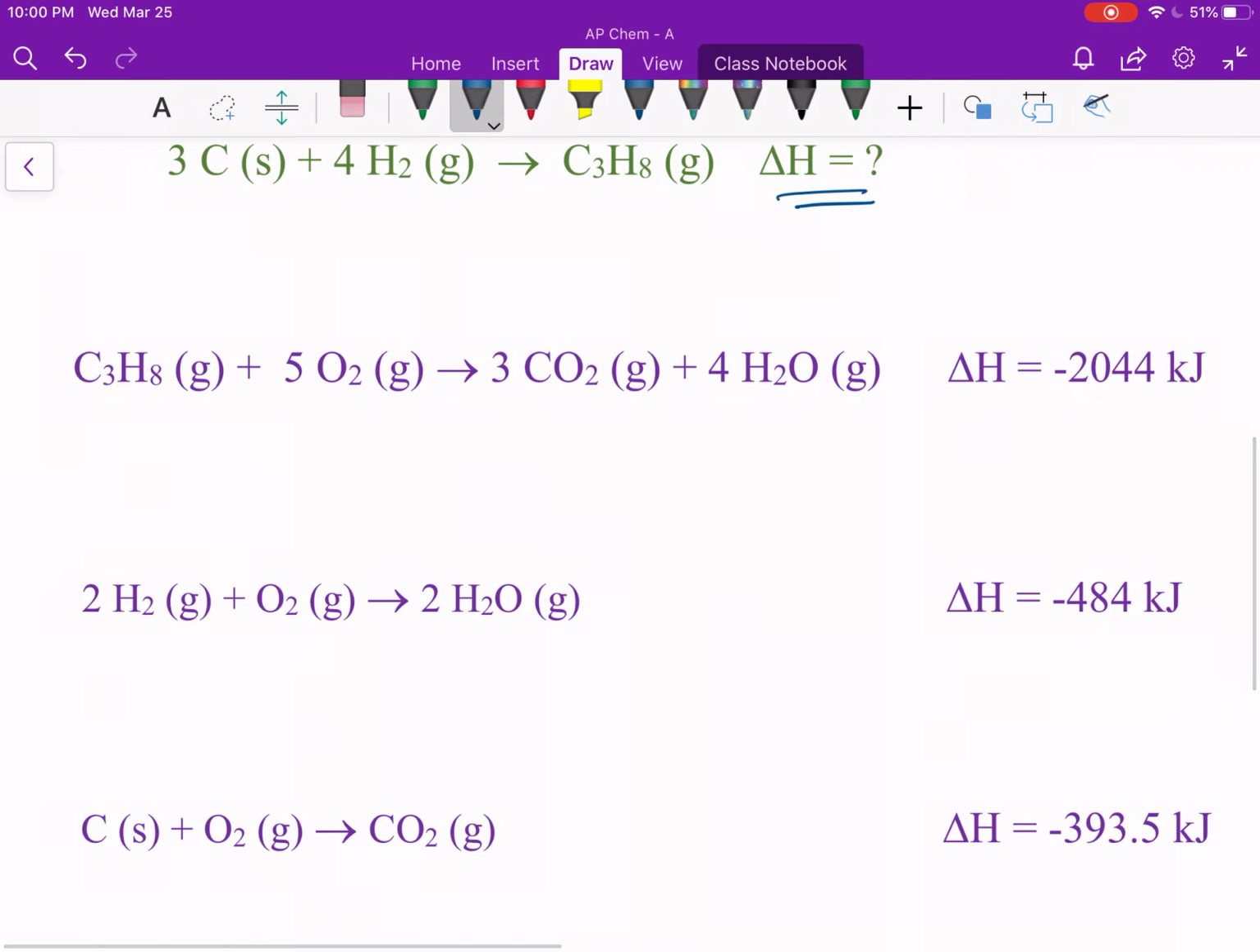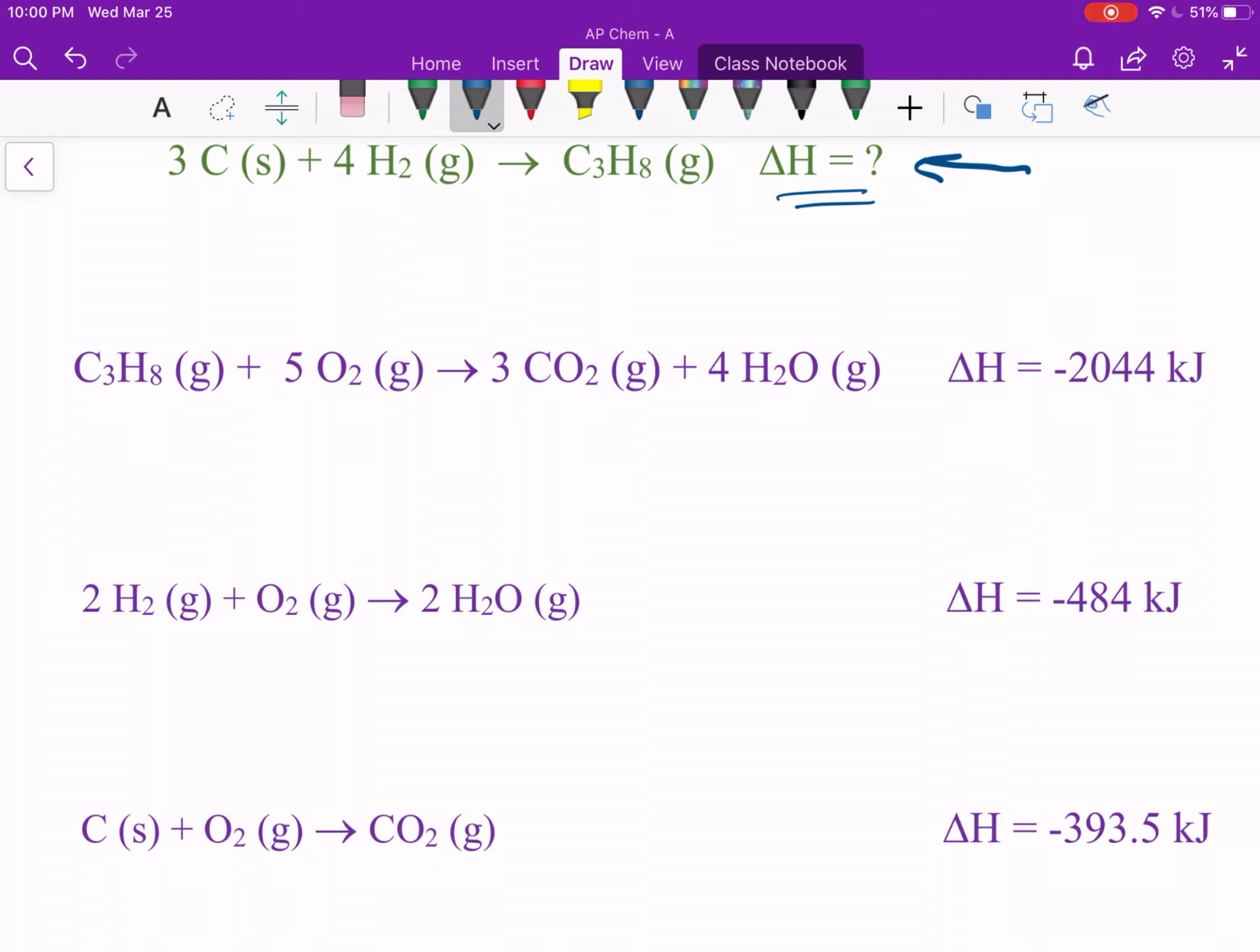We have the combustion of propane, right? And so the combustion of propane, we know that that produces a certain amount of energy. We have the synthesis of water, and we know that that produces a very specific amount of energy. And then we have the synthesis of carbon dioxide from its elements. And again, we know what that is. So how can we use these known quantities to come up with the delta H for this overall reaction that we don't know? And we're going to use Hess's law.